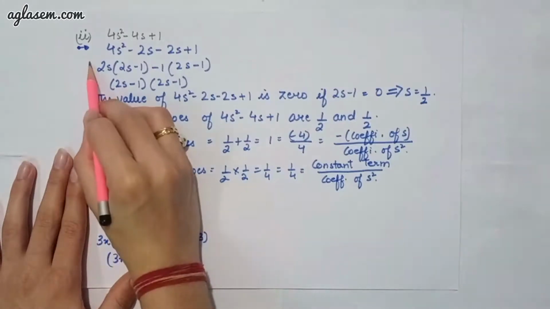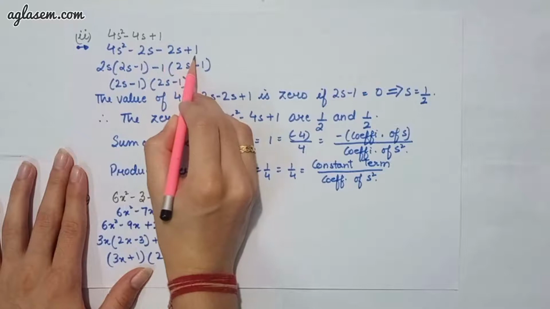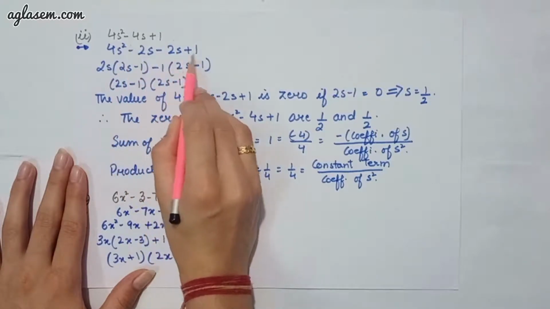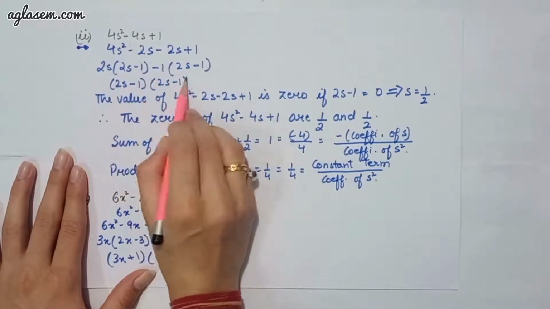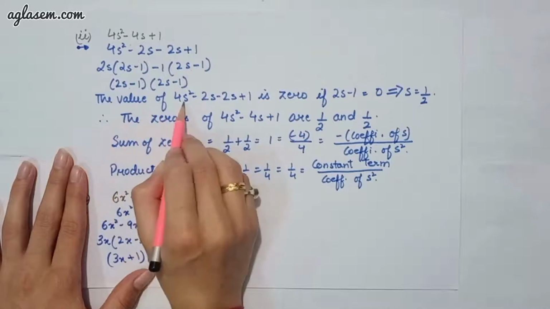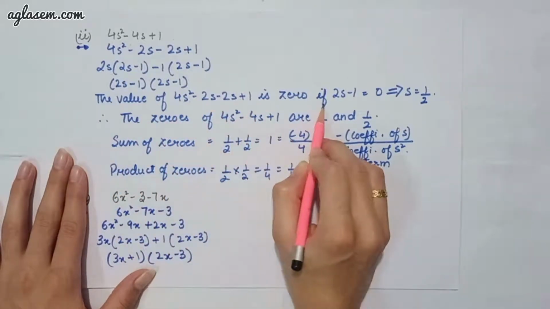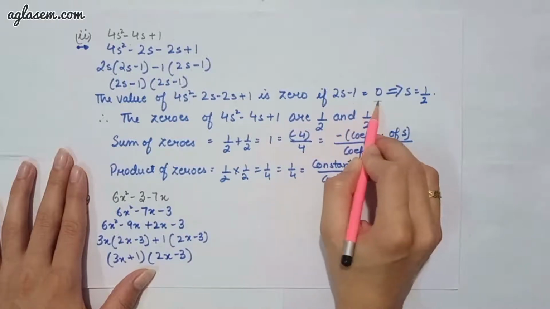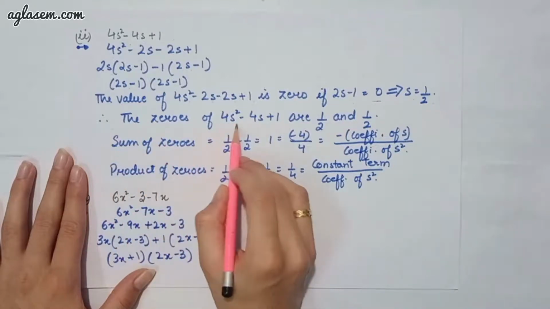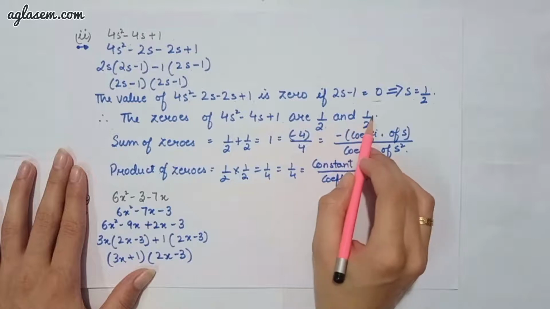Moving to our second part, which says 4s square minus 4s plus 1. So here again we have to separate, that is 4s square minus 2s minus 2s plus 1. Again making a different form, that is 2s minus 1 and 2s minus 1. The value of 4s square minus 4s plus 1 is 0 if 2s minus 1 is equal to 0 and s is equal to 1 by 2. Therefore, the zeros of 4s square minus 4s plus 1 are 1 divided by 2 and 1 divided by 2.